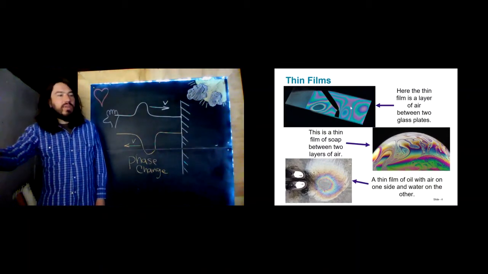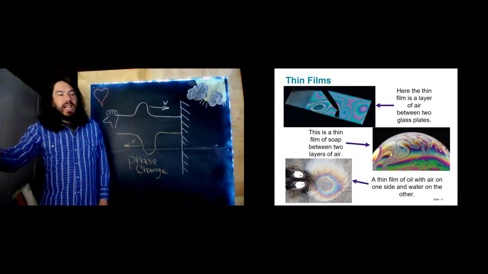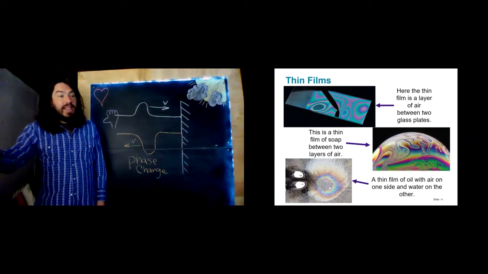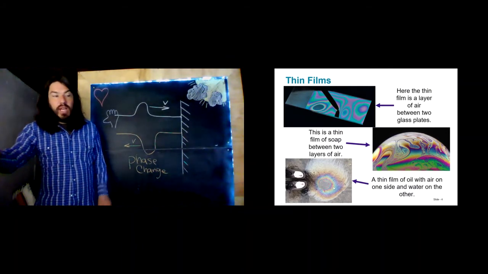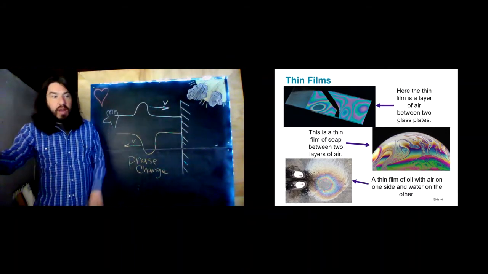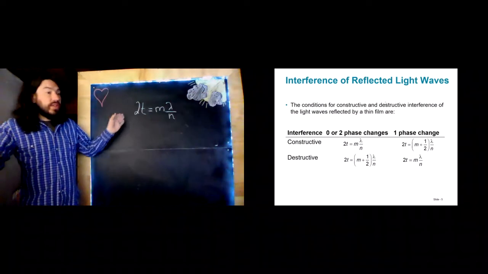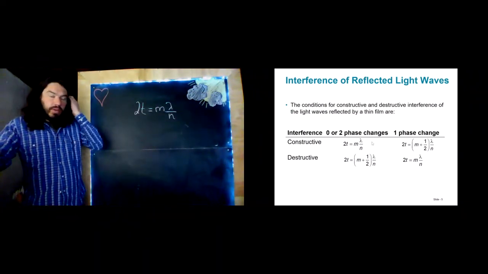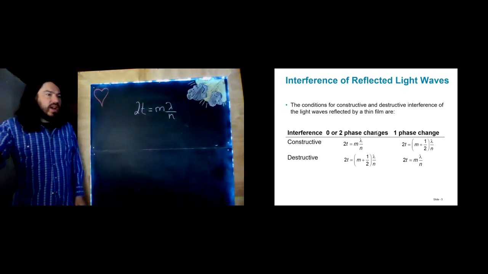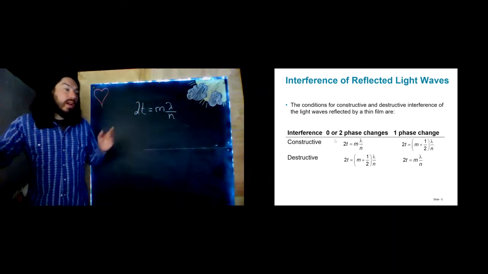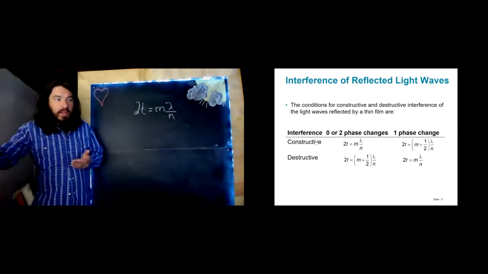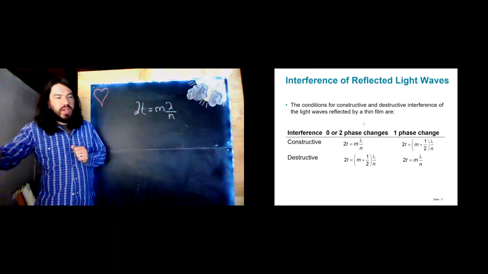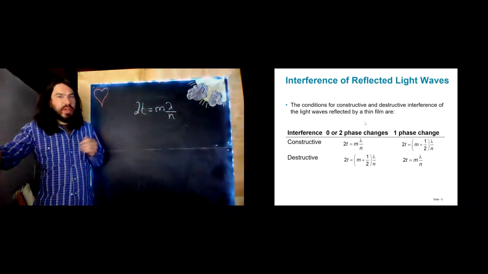This is an air layer between two plates of glass. This is a layer of soap between two layers of air. And here we see a thin film of oil sandwiched between air on top and water on the bottom. Okay, so let's just look at this first equation. There's this chart with the 4 equations, and we'll go through exactly how to work your way through this chart. But first, let's just talk about this first equation. We're talking about constructive interference with 0 or 2 phase changes. We'll come back to what that means. We've kind of talked about it, but we'll talk about the problem-solving strategy here.